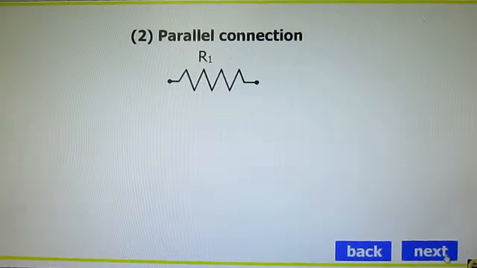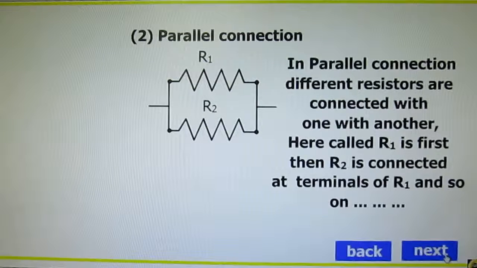Now we will move on to parallel connection. R2 is connected with R1. In parallel connection, different resistors are connected with one another. Here R1 is first, then R2 is connected at the terminals of R1, and so on. Here and here R2 is connected.